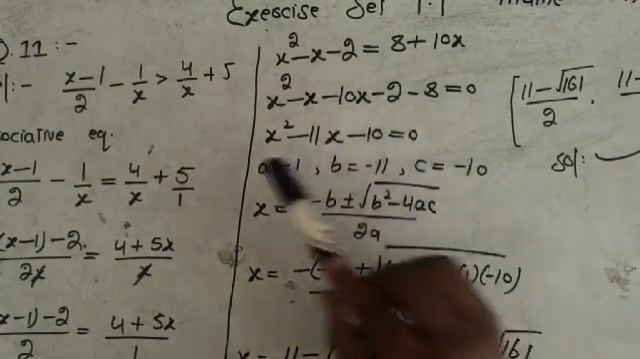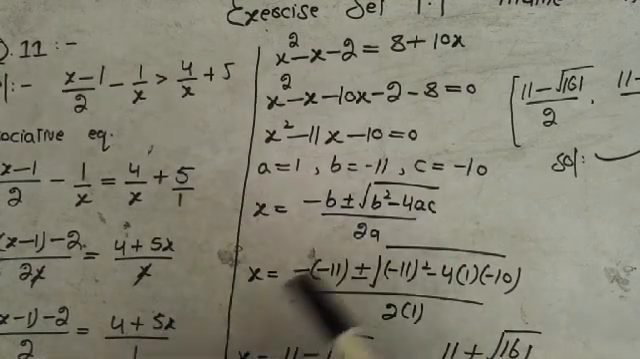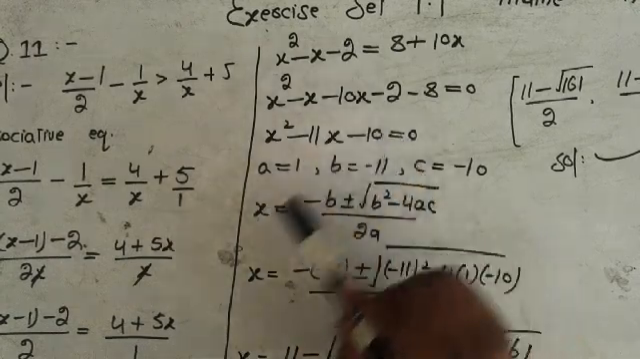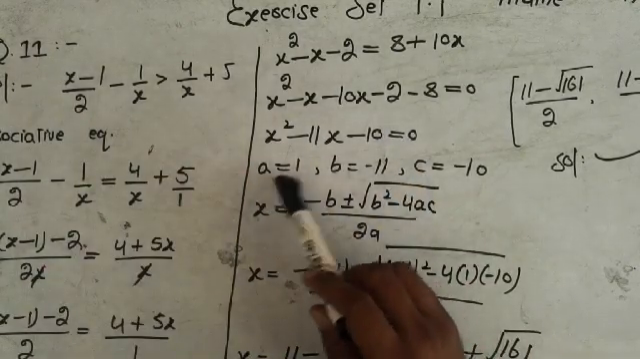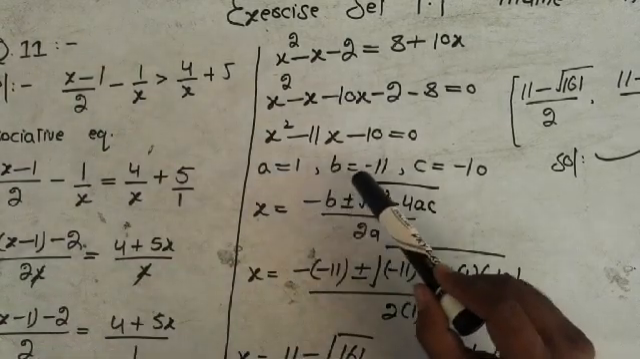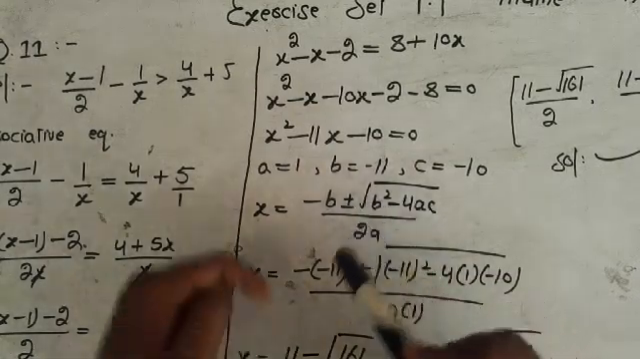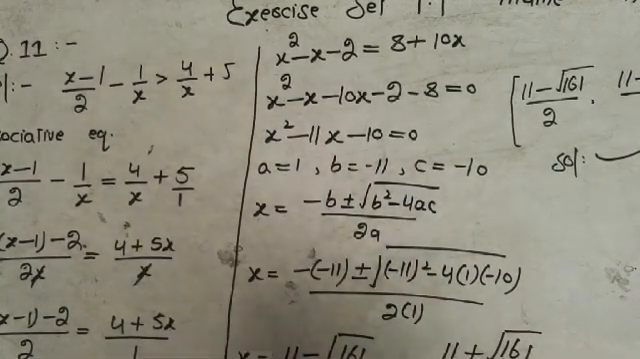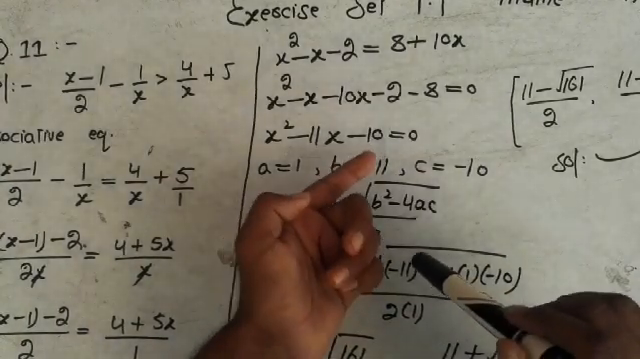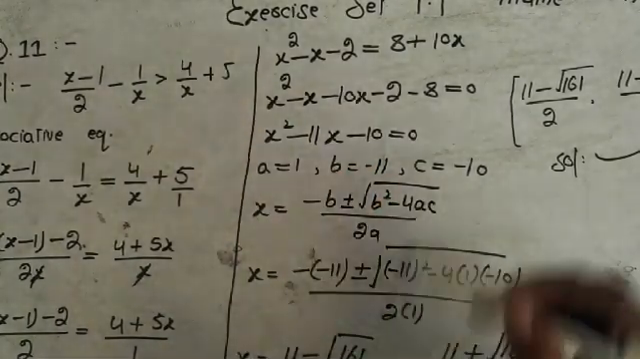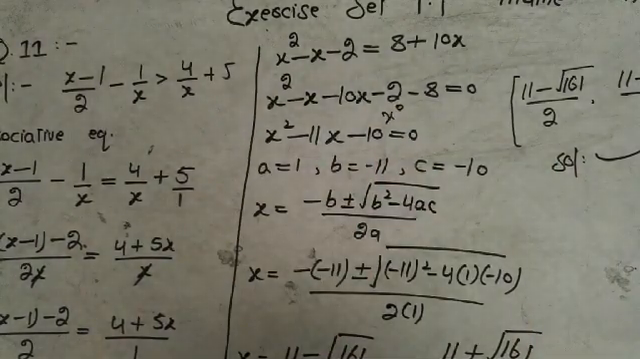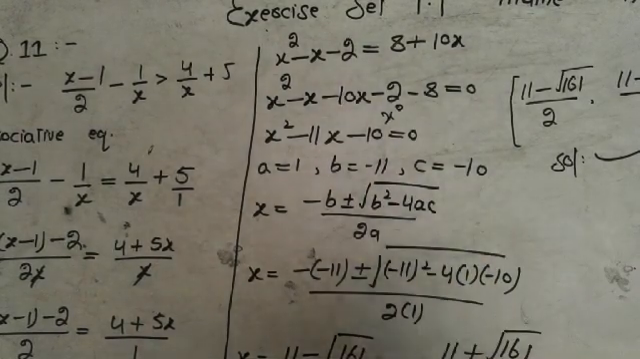In this equation, the value of a will be 1. It is because the coefficient of the x square is 1. The value of b will be minus 11, because the coefficient of x is minus 11. The value of c is minus 10. It is because the coefficient of x to the power 0, the constant term, is minus 10. So the value of c will be minus 10.